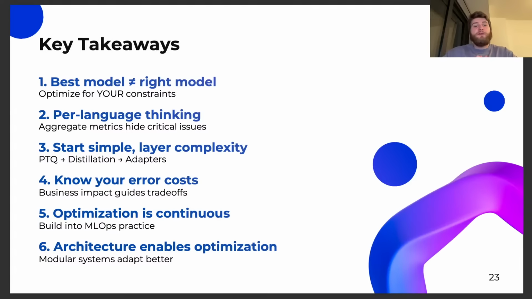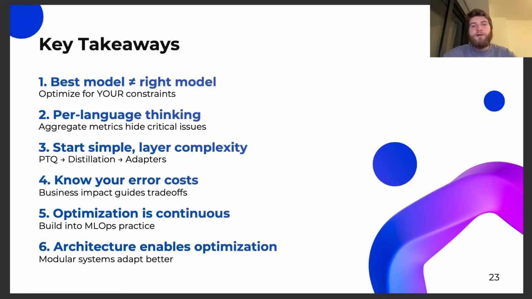So let me wrap up with the 6 most important lessons from today. First, best model is not always the right model. Optimization is about finding the right balance of accuracy, latency, costs, and complexity for your specific situation. There is no universally optimal configuration.